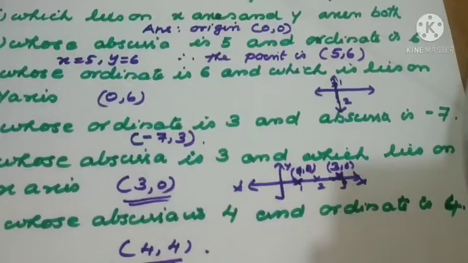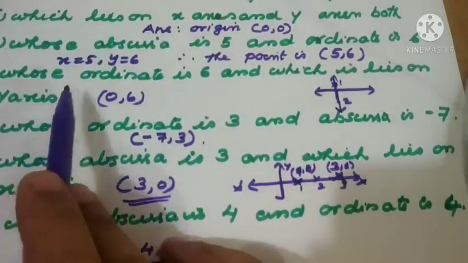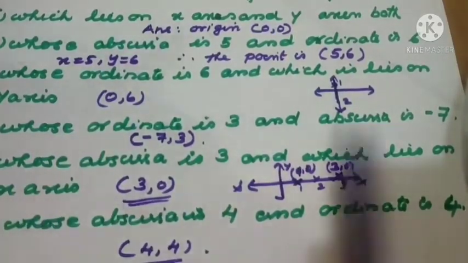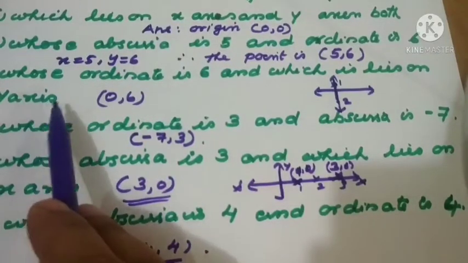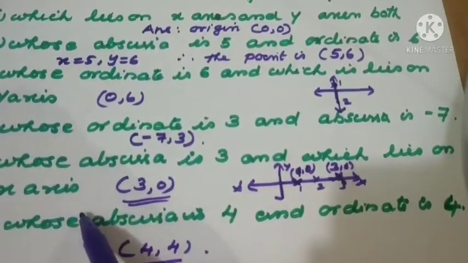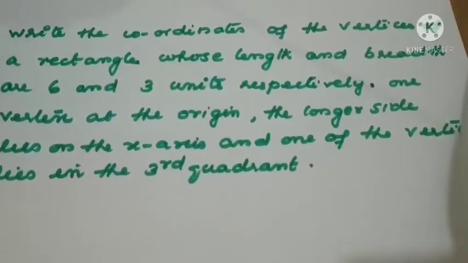So the only confusion comes between when the point is on the y-axis and when it is on the x-axis. When it is on the y-axis, the x value is 0. When it is on the x-axis, the y value is 0.